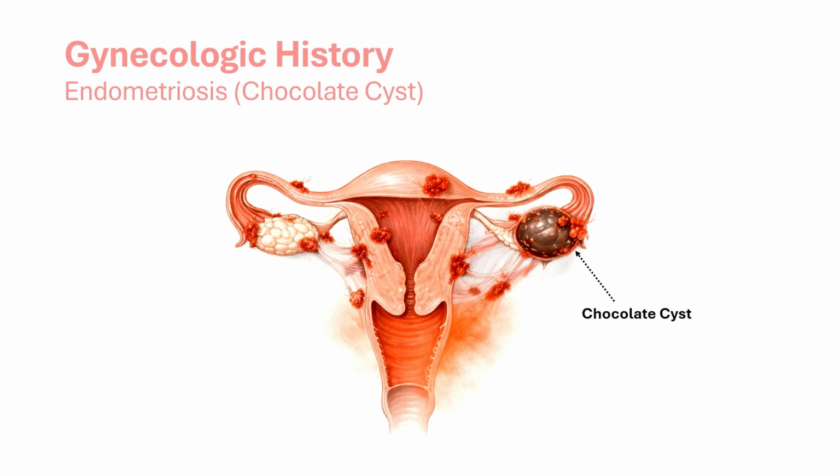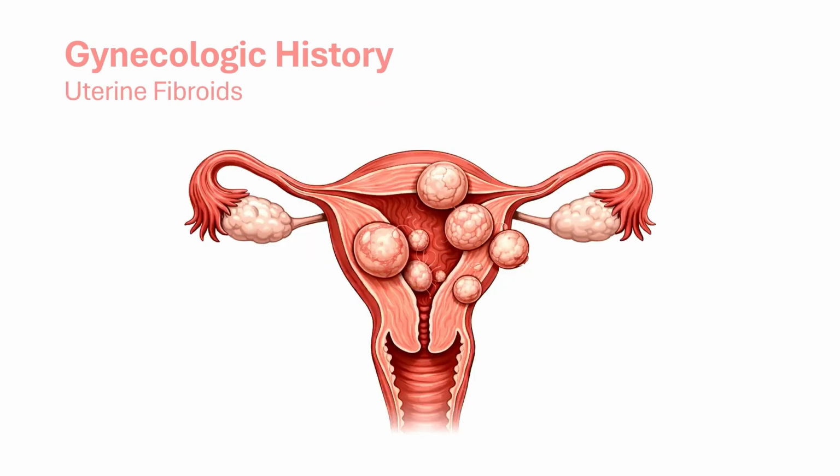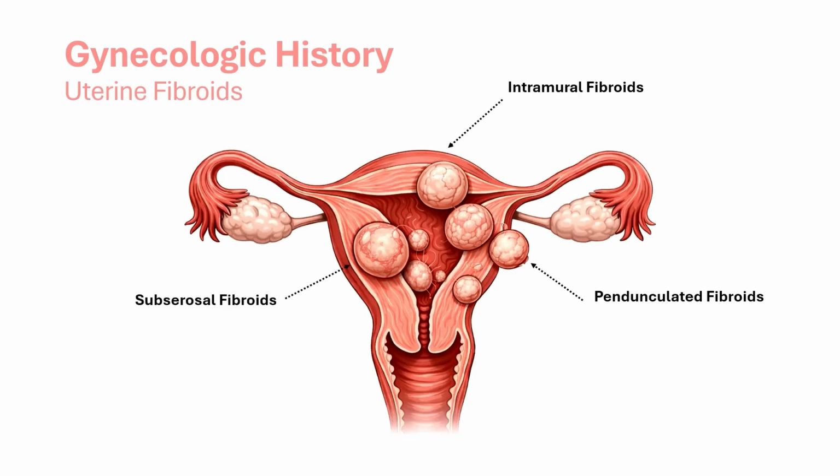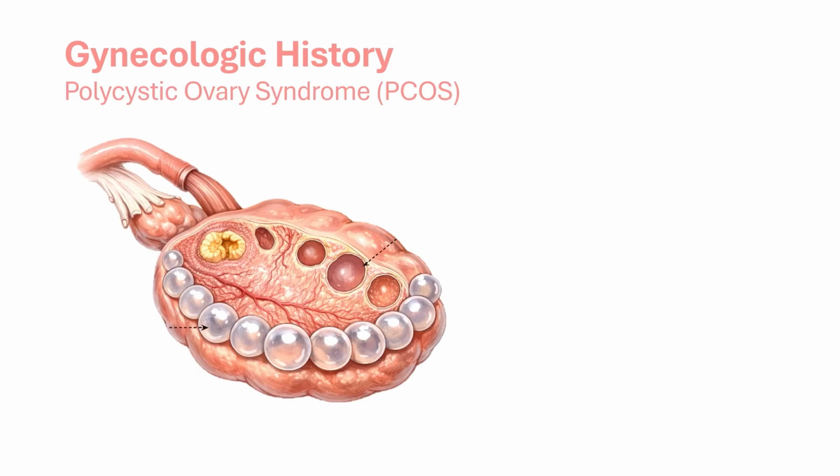chocolate cysts and adhesions. Types of uterine fibroids: intramural, pedunculated, subserosal, submucosal. PCOS is a hormonal condition caused by the accumulation of multiple peripheral follicles in the ovaries. The ovaries have a string of pearls appearance.